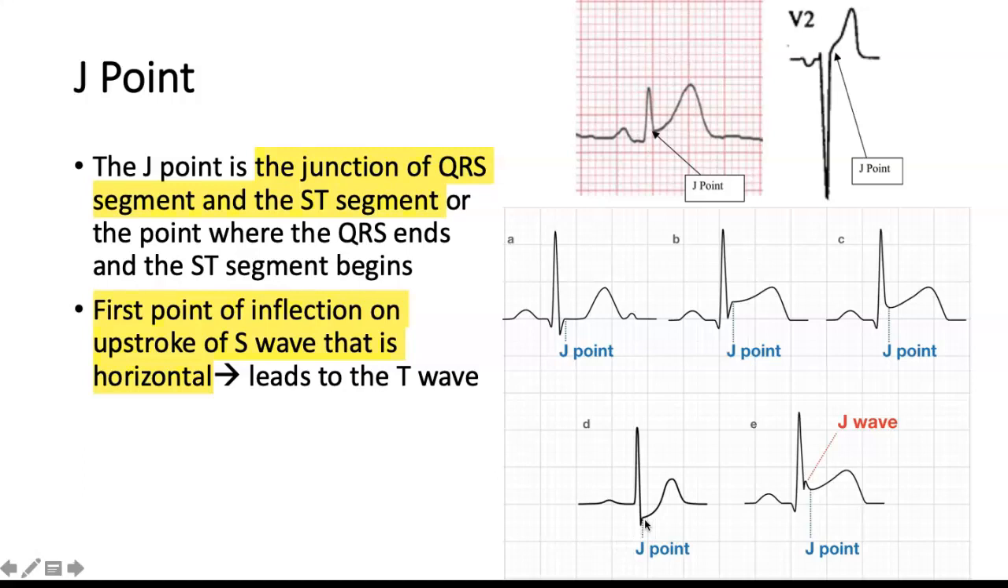Here in ST depression, here's your S wave, the J point leading to the first horizontal inflection. In this last example, there's both a J wave and a J point. We will talk about J waves later. J waves are Osborn waves and they're related to hypothermia. In this case, the J point is still the first horizontal inflection on the way to the T wave.